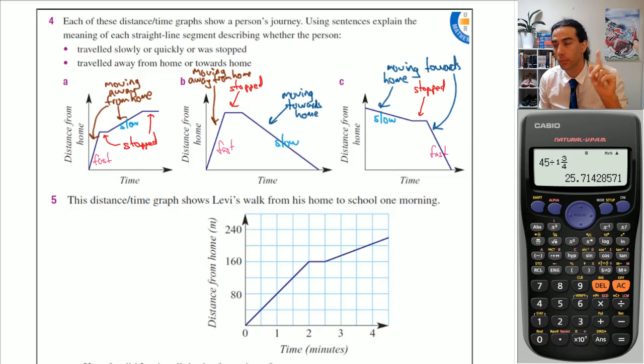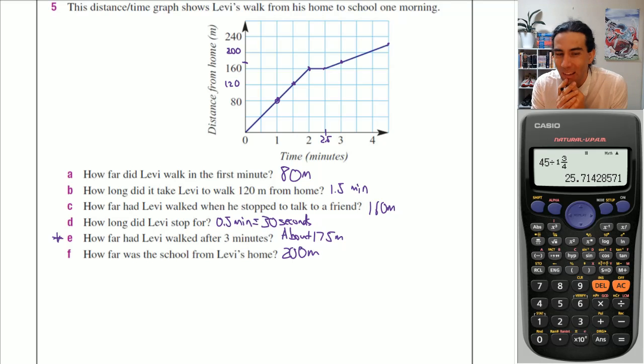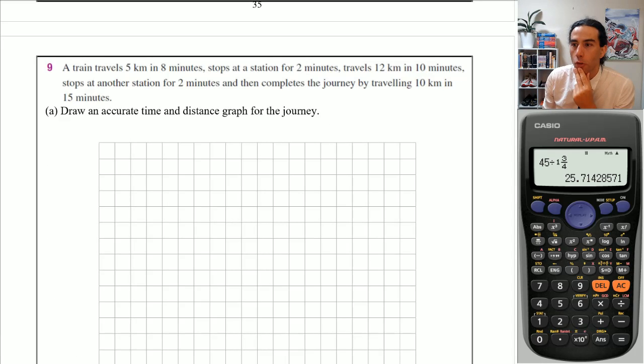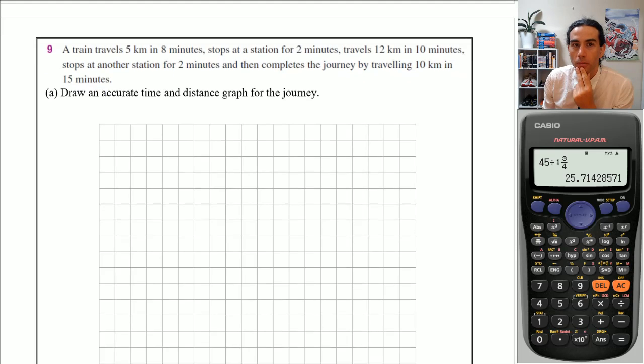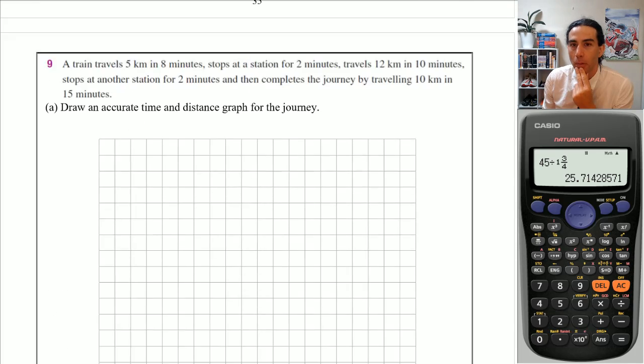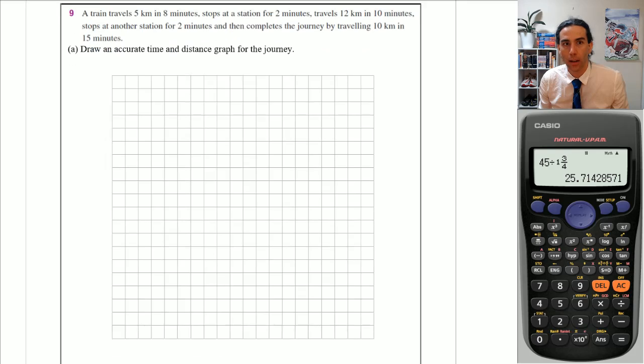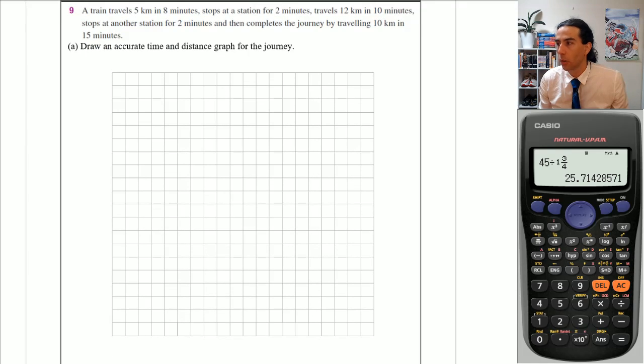3, 2, 1. And there are your answers. E was a bit tough because it wasn't exactly at the 3-minute mark. It was between 160 and 200, but it wasn't exactly halfway. So I said about 175. That's going to happen. All right, scrolling down. 3, 2, 1. And number 9, last one. You've got to draw a distance-time graph. Draw a graph and then calculate the speed. So I'll help you get started on the drawing. It's a big graph. So the train travels 5 kilometers. I'm looking at time's going to be on the bottom.